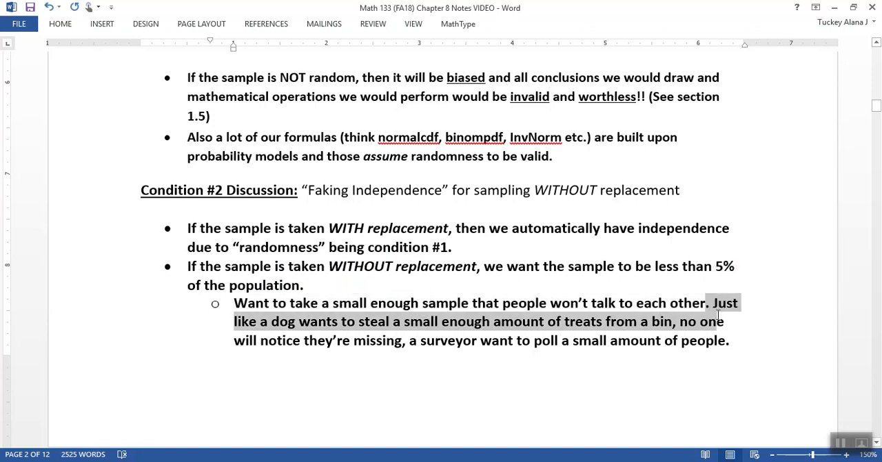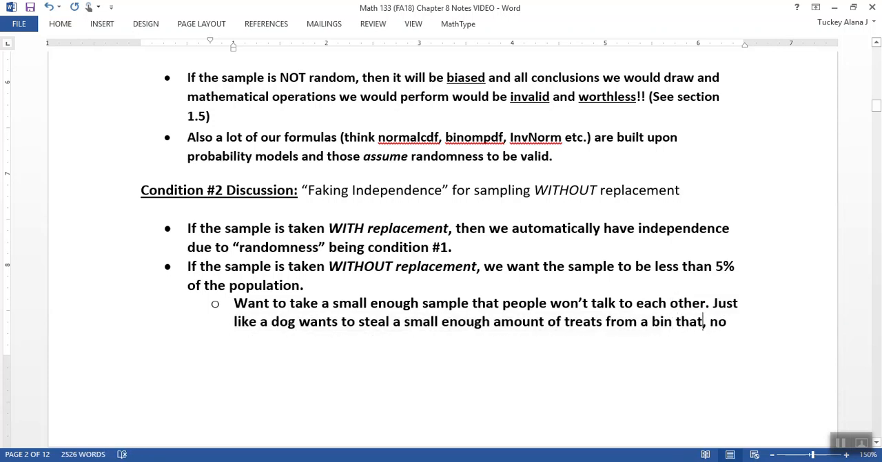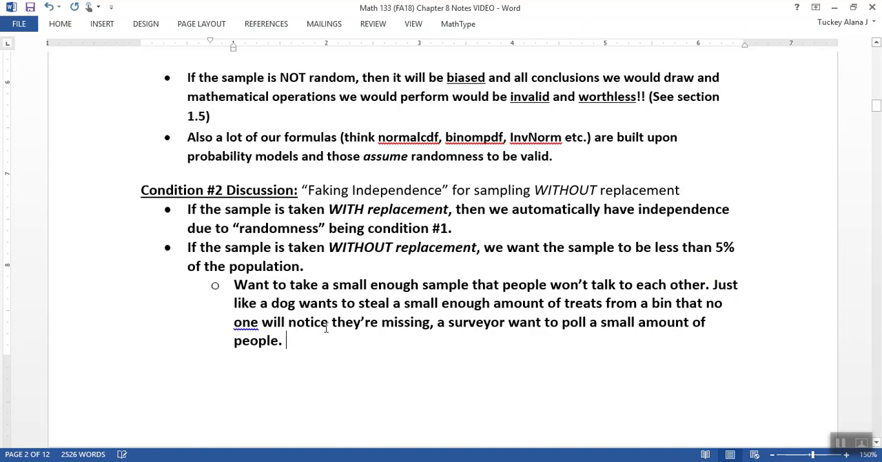So you want to be small enough, just like a dog wants to steal a small amount of treats from a bin. You don't want to call so many people that everybody's going to know. Just like a dog wants to steal a small enough amount of treats from a bin that no one notices they're missing, a surveyor wants to call less than 5% of the population, or poll a small number of people, so that they don't know the call is coming and ruin the survey.